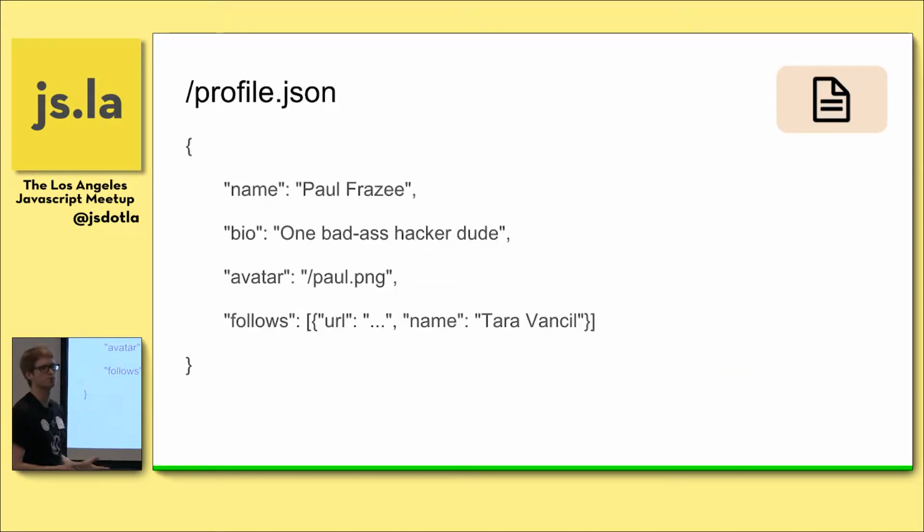So here's what that profile.json might look like. It's very straightforward. You've got your name, you've got your bio, what my picture is, who I'm following. Now let's say that I wanted to get a listing of all the people that I follow as well as my profile, right? So I want to list the names and bios and their pictures. How would we do that in this model?